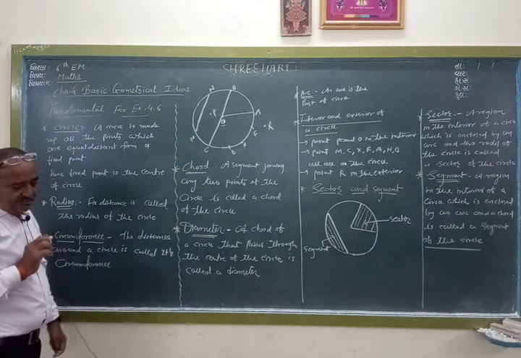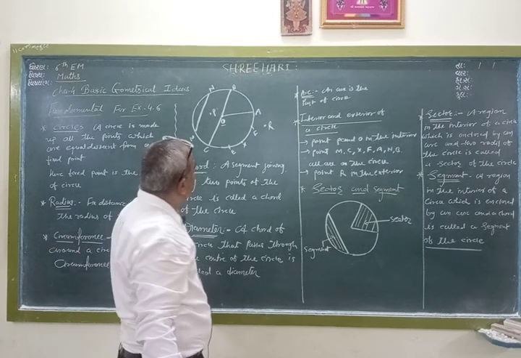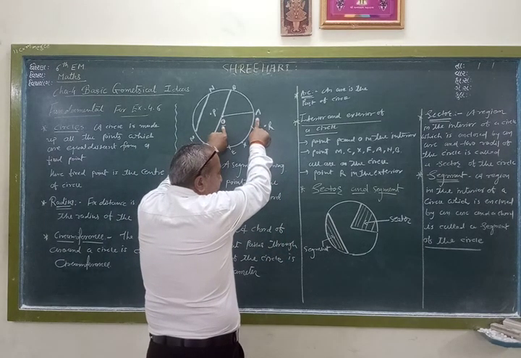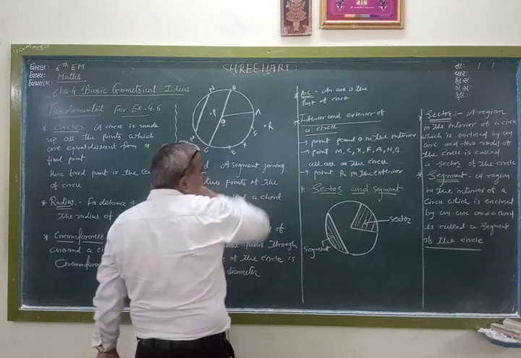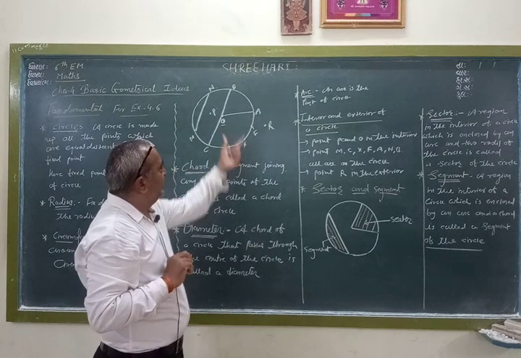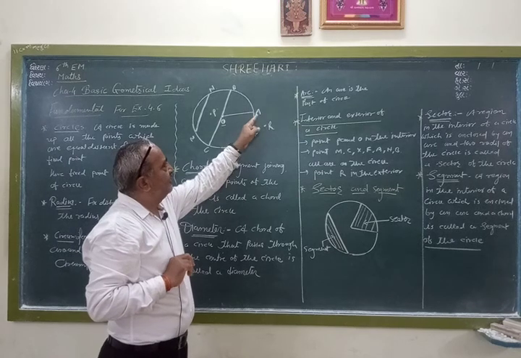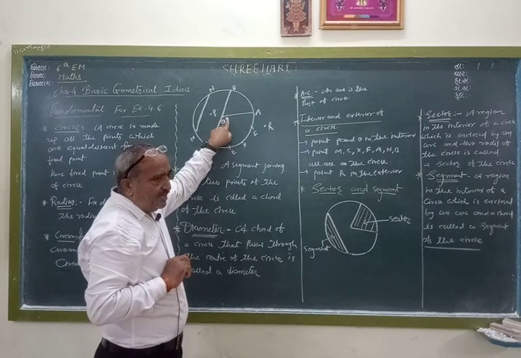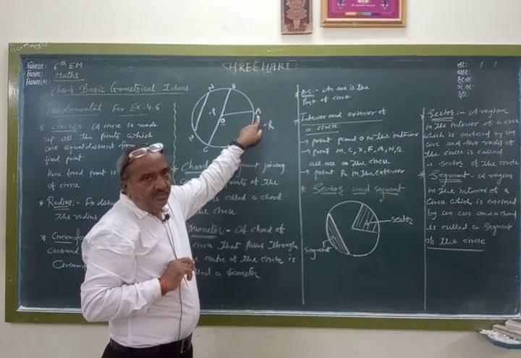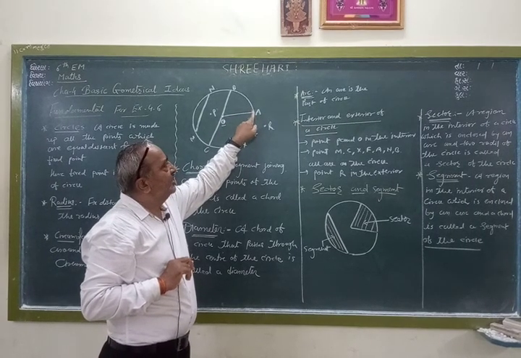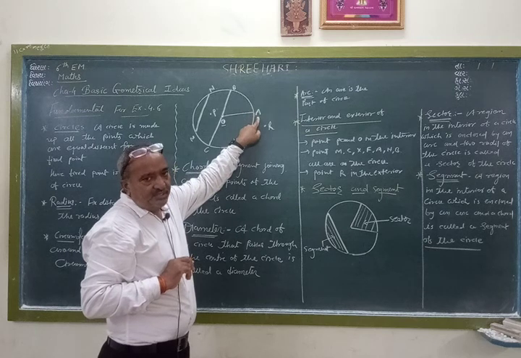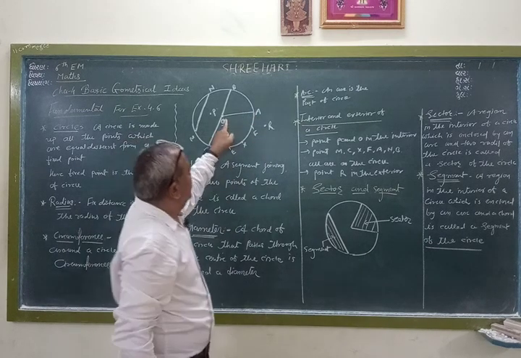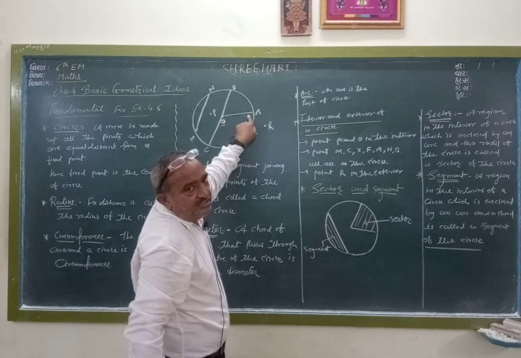Now what is radius? Friends, you can see in the figure, here OA is a radius. So what is the definition of radius? A line segment whose one end point is the center of the circle and the other end point is any point on the circle, then this line segment is known as a radius. In this figure, OA is a radius.